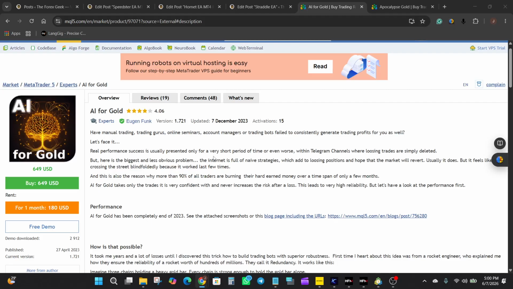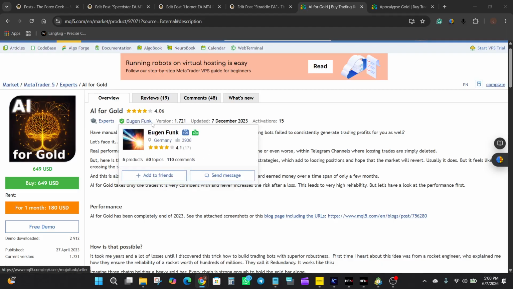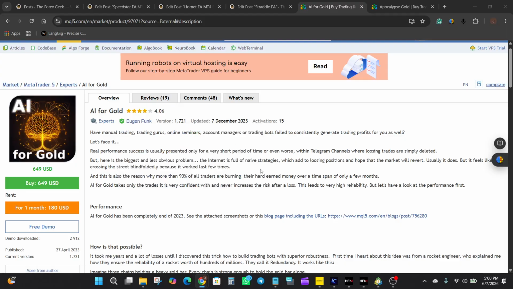So here we are on the MQL5 marketplace page for AI for Gold, developed by Eugene Funk. This is an expert advisor that seems to be available for both MT4 and MT5, currently priced at 649 US dollars with a 1 month rental option at 180 US dollars and a full version release that has been updated through 2023.